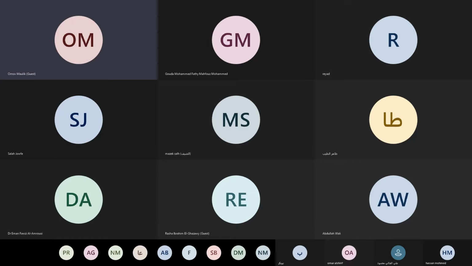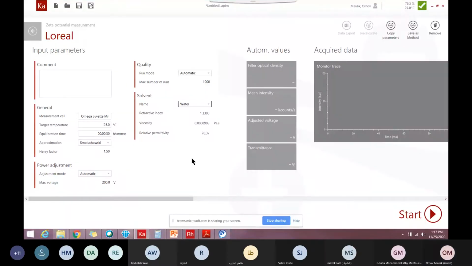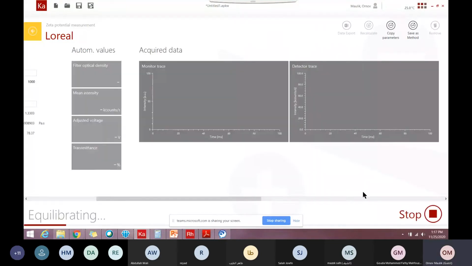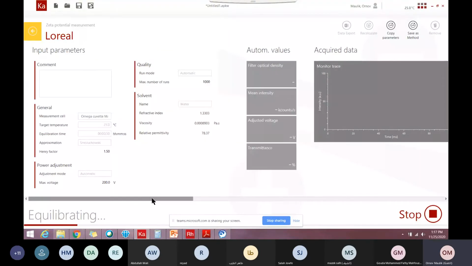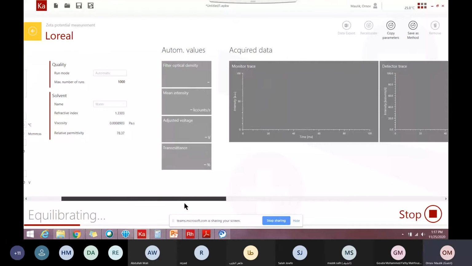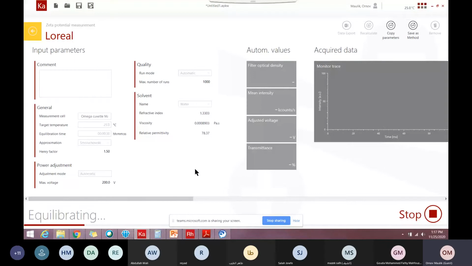Yeah, so you can see over here, all the parameters are set. Now, the only thing you need to do is start the experiment. First, it will equilibrate, then it will stabilize, and then it will start measurement. For zeta potential, it is always a forward angle that we are measuring from.